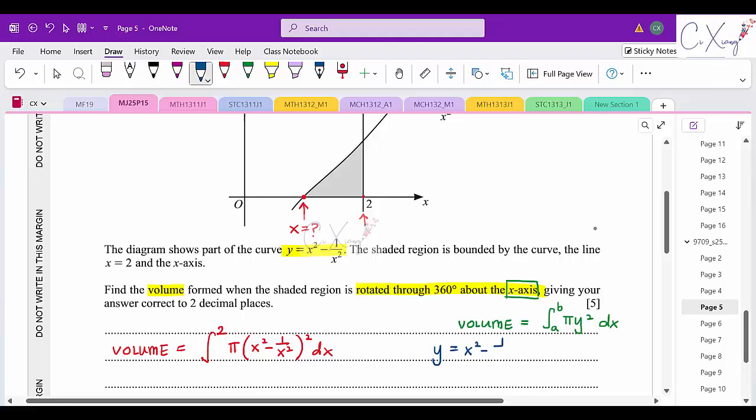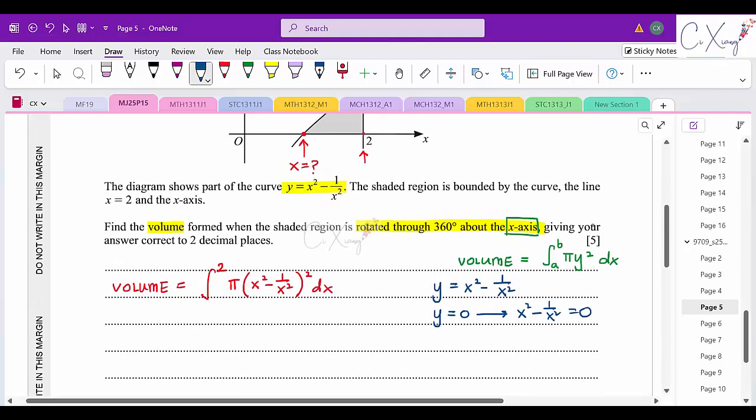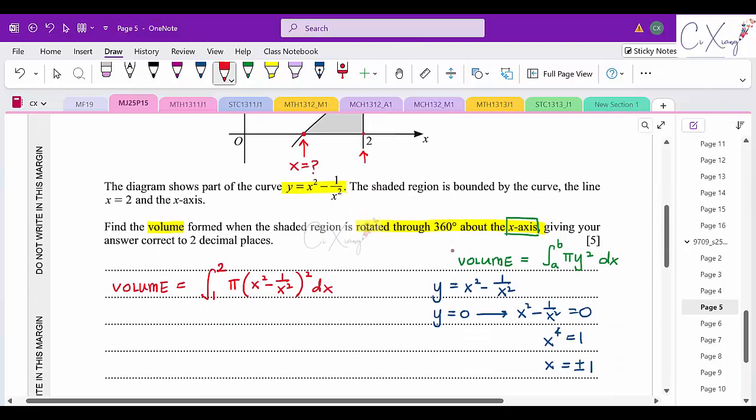What can we do? At the x-intercept, you should know that y equals to 0. When y is equal to 0, you're having x squared minus 1 over x squared equals to 0. You'll be having x power 4 equals to 1 after you simplify it, and then you will have x equals to plus minus 1. And very obvious from the diagram, right? The value of x that we have here should be a positive 1. So I put a 1 here.